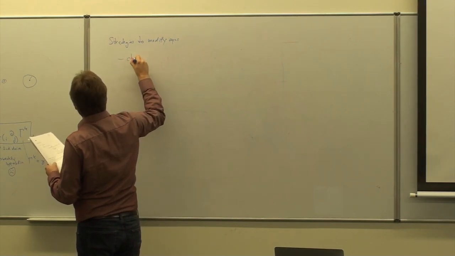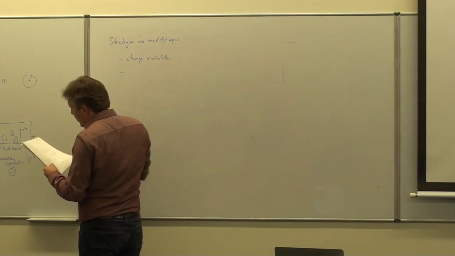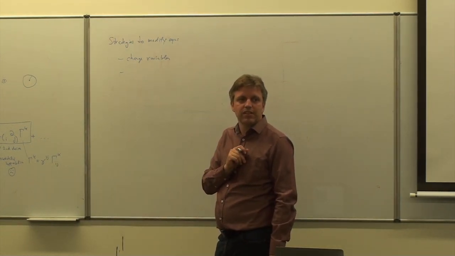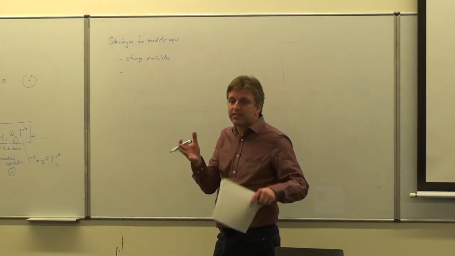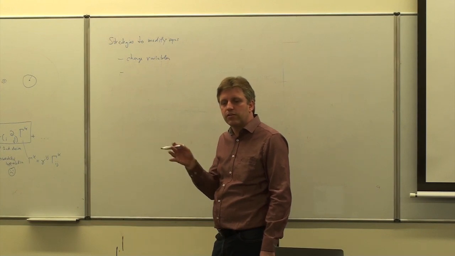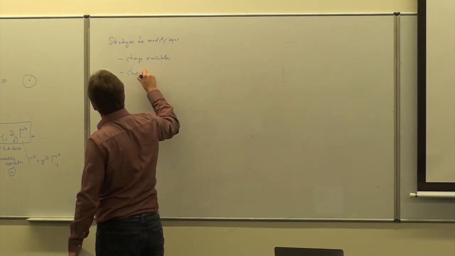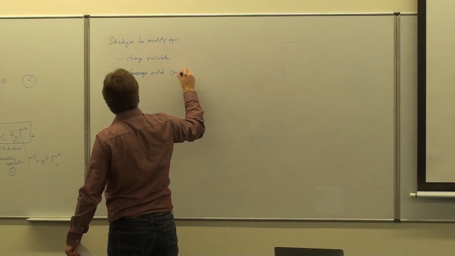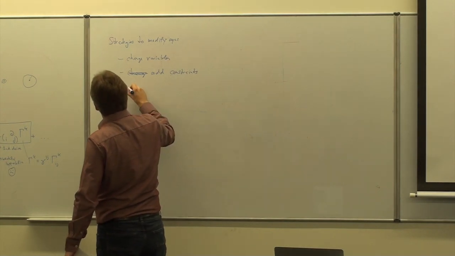One can change variables. One can add multiples of the constraint equations. The constraints are supposed to be satisfied, but they have spatial derivatives in them. And so by adding essentially zero in the form of the constraints, we can change the second order derivative terms in the evolution equations. And the third strategy is we can introduce new variables.